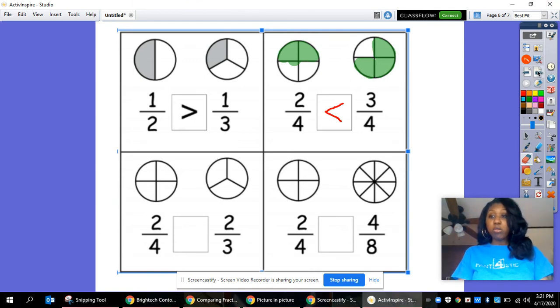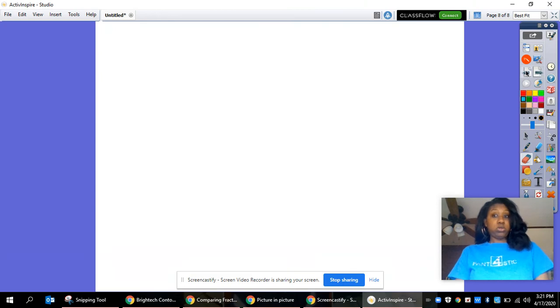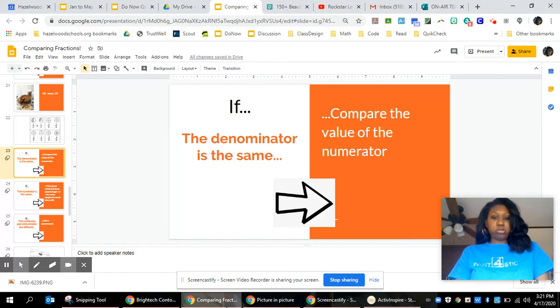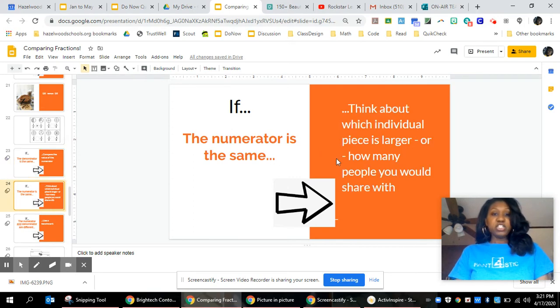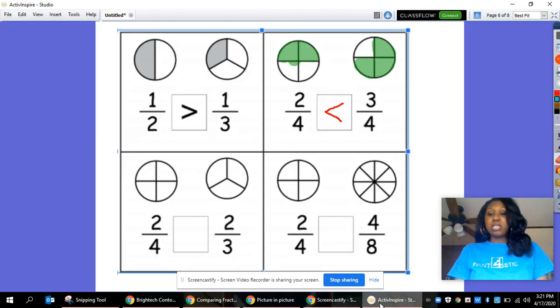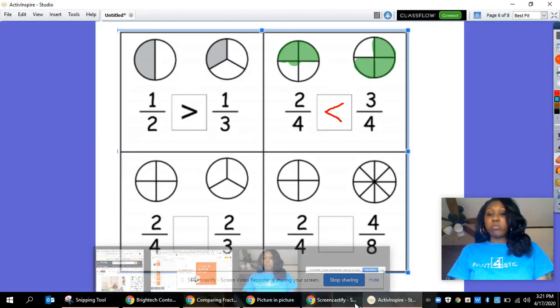Here's what happens. If the numerator is the same, we just did that. If the denominator is the same, nope.